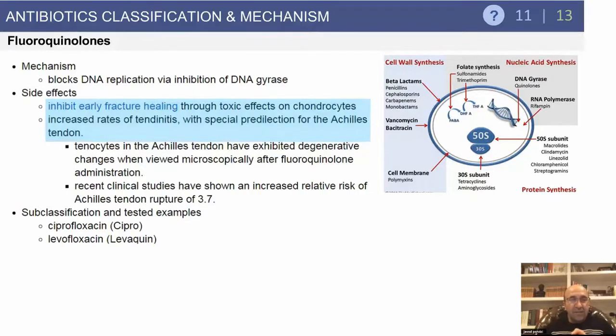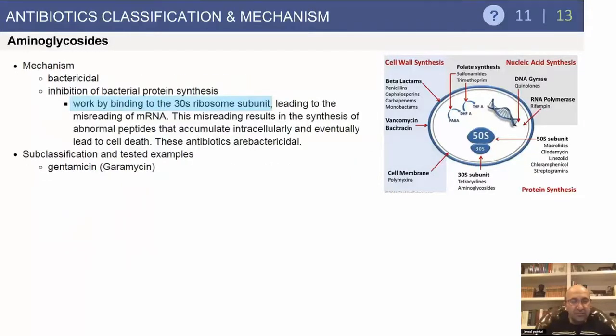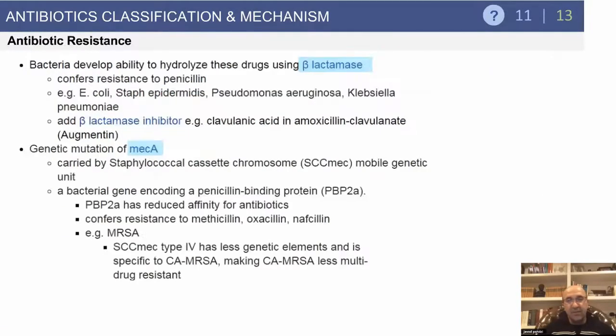Fluoroquinolones, they block the DNA gyrase, as we talked about earlier. They may inhibit fracture healing. They may result in Achilles tendon or other types of ligament rupture. And one of their other complications, they can increase the QT interval on the EKG. Aminoglycosides work by binding to 30S ribosome subunits, and gentamicin, etc. are some of those examples. The mecA gene has been asked for in the past. The mecA gene is the gene that signifies methicillin resistance, and Staph aureus that contains the mecA gene would be MRSA.